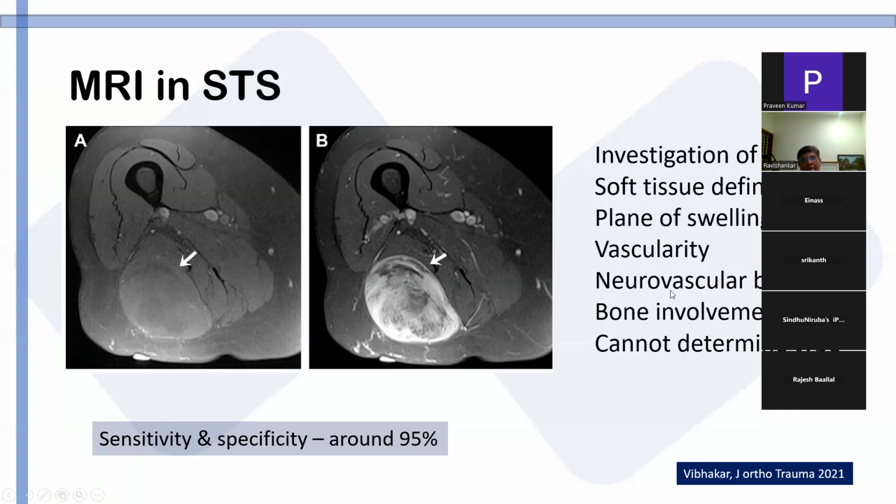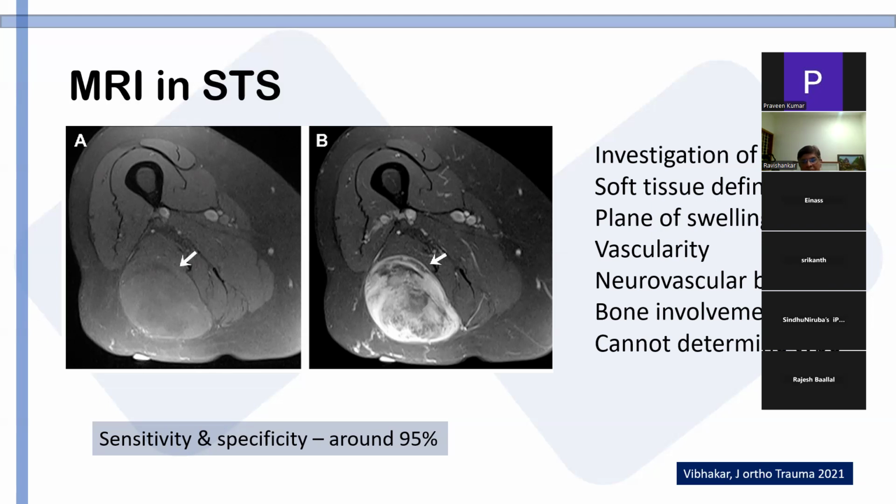Why would definition be important for you? To categorize, sir. No, it cannot categorize. See the last line in my slide. It cannot tell you what kind of a sarcoma it is. You have to have histology for that.